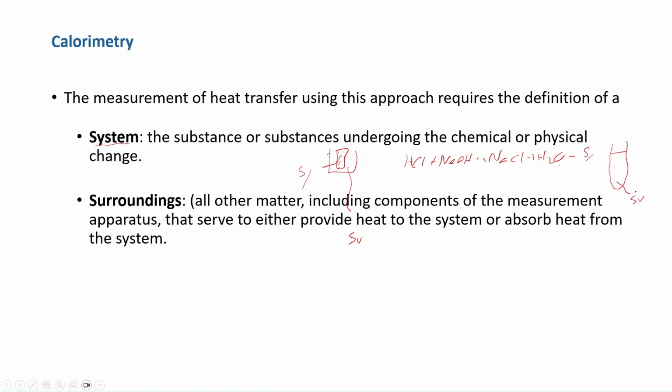Now, like I said, you need to put a limit on how far you go with the surroundings, because you're saying, okay, the water in the test tube surrounds the chemical reaction. Okay. So the lab surrounds the test tube. Yeah. And the building surrounds the lab. And the campus surrounds the building. And you could go on and on and on and on.